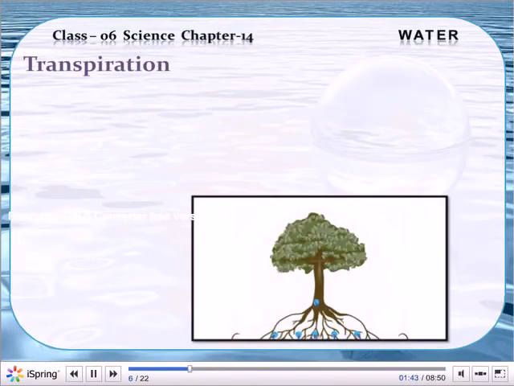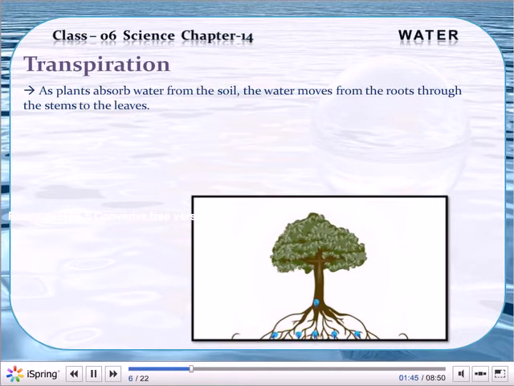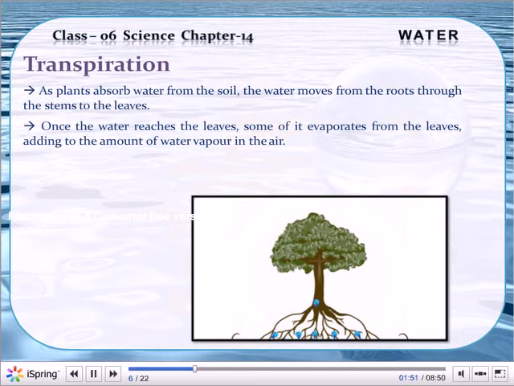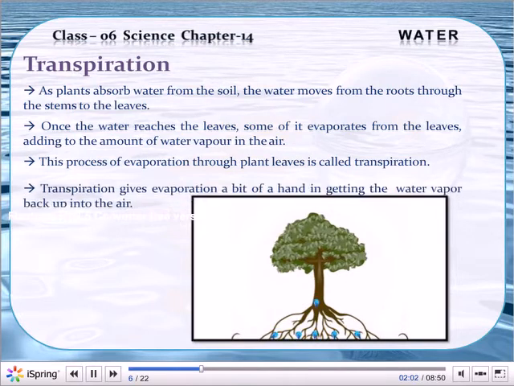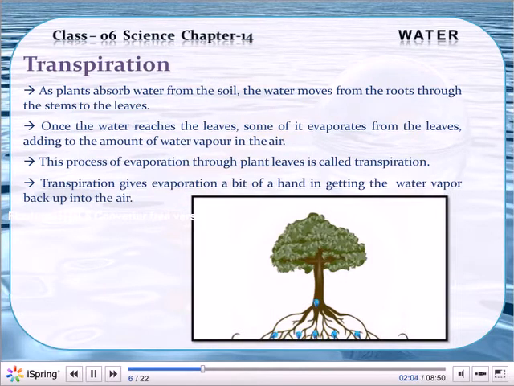Transpiration. As plants absorb water from the soil, the water moves from the roots through the stems to the leaves. Once the water reaches the leaves, some of it evaporates from the leaves, adding to the amount of water vapor in the air. This process of evaporation through plant leaves is called transpiration. Transpiration gives evaporation a bit of a hand in getting the water vapor back up into the air.